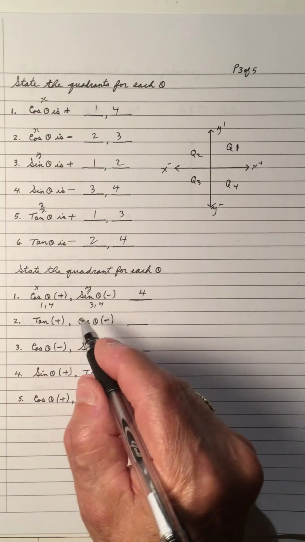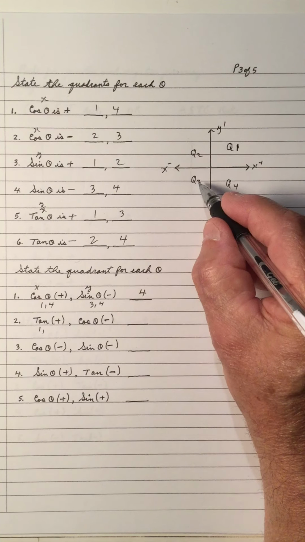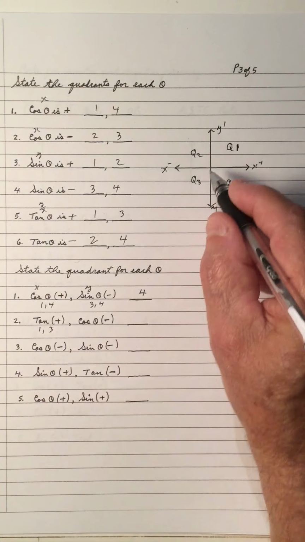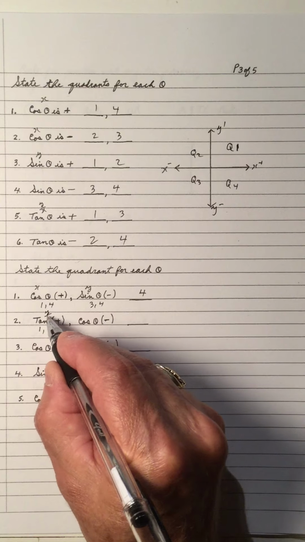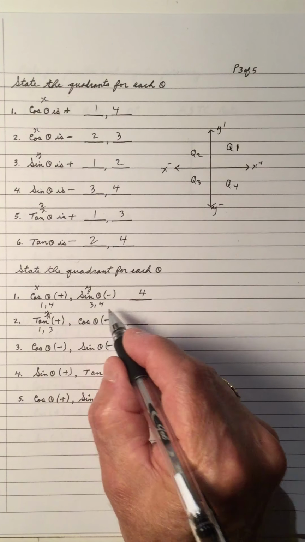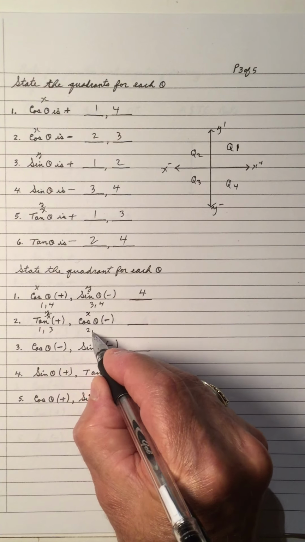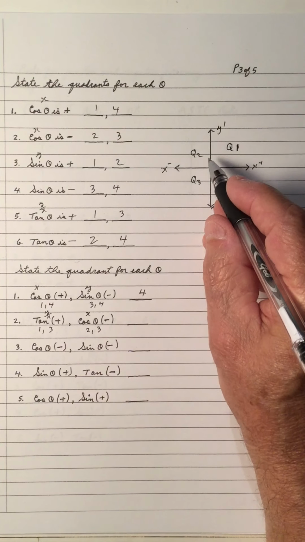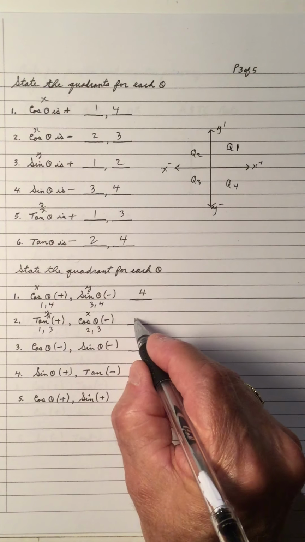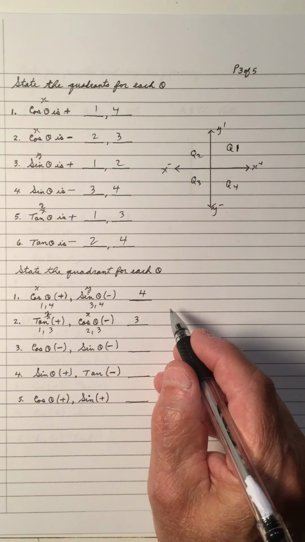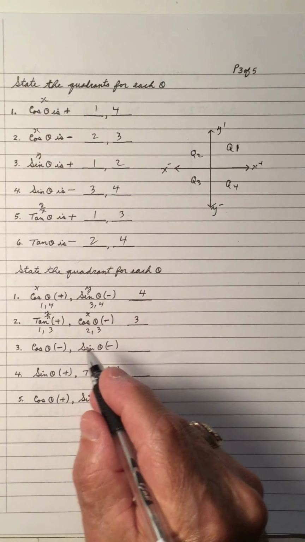Tan is positive in 1 and 3, because that's where the x and y are the same signs. Remember, tan is the y over the x, same signs. Cos is the x, where's x negative? In 2 and 3. X is negative in 2 and 3. So what one is the same? Quadrant 3 has tan positive and cos negative.